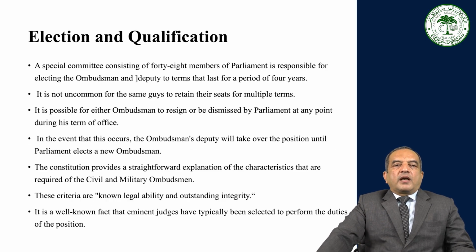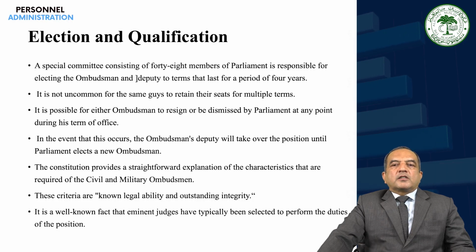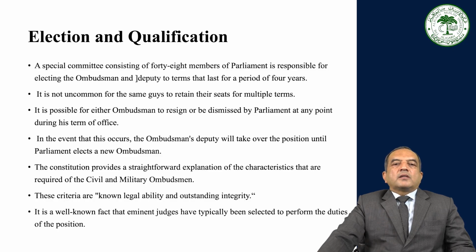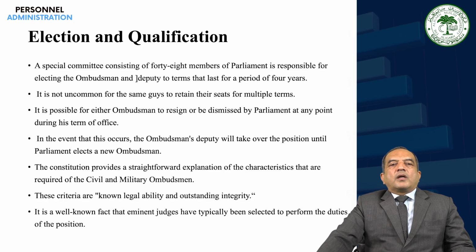Elections and qualifications: a special committee consisting of 48 members of the parliament is responsible for electing the ombudsman and his deputy, for a term that lasts 4 years. It is not uncommon for the same people to retain their seats for multiple terms. Either ombudsman can resign or be dismissed by the parliament at any point during his term of office. In that event, the ombudsman's deputy will take over the position until the parliament elects a new ombudsman, at which point a new deputy will also be elected.